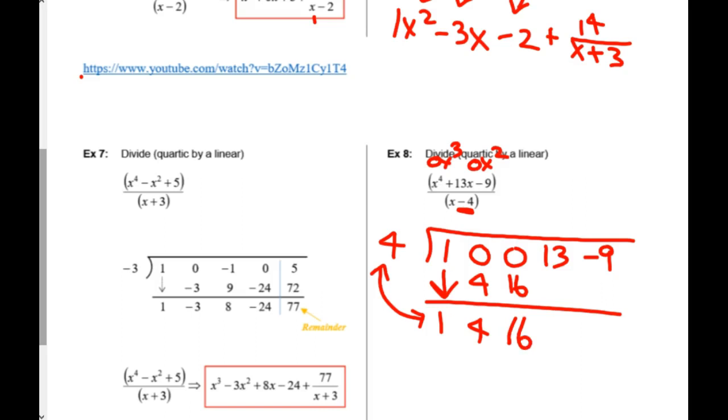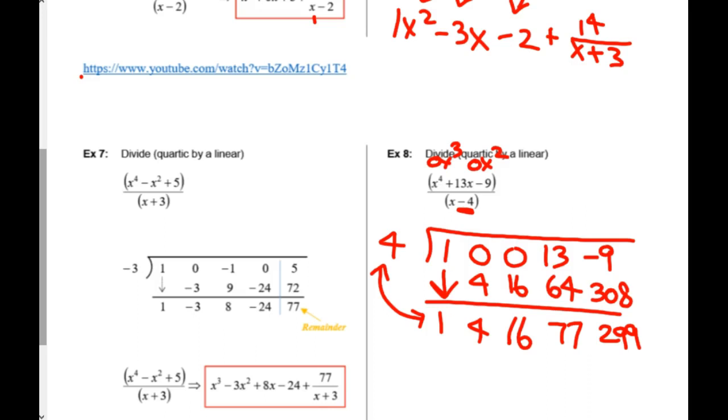Might need some calculator help here. 16 times 4. Okay, 64. Add these up. 77. And then 77 times 4. 308. And then add these two up. Negative 9 plus 308. 299.